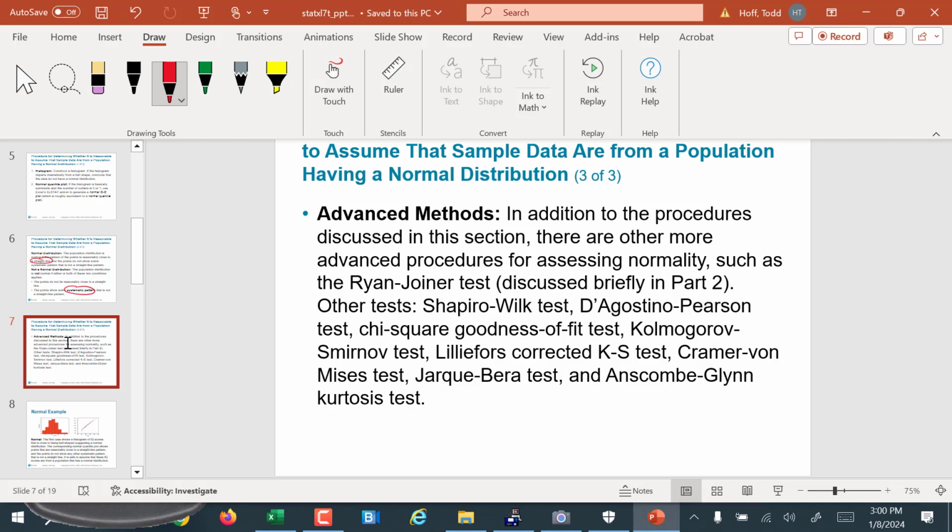There are more advanced methods like the Ryan-Joiner or Shapiro-Wilk test, and several others you can see listed there. We're not going to get into those for this course.